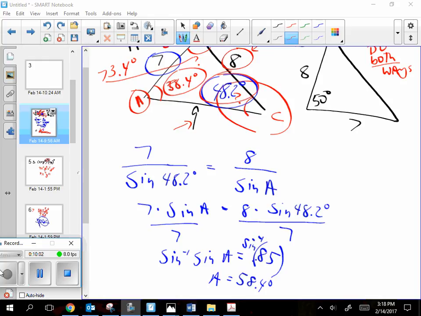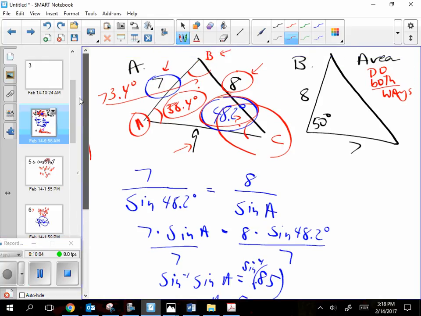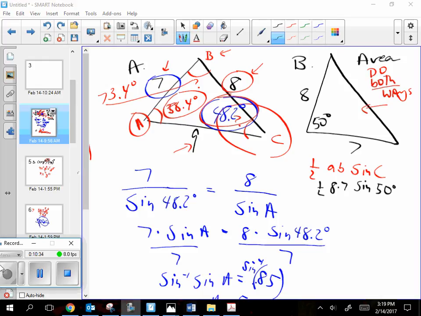Okay, now I asked you to do the area on this other problem both ways. The easy way is 1/2 AB sine of C. Note you will not use cosine there because cosine is only used in the law of cosines. So 1/2 A, which I can pick either one to be A, I'm going to call it 8. B is 7, so I'm going to call that 7. And then the sine of 50. That's all there is to it. Piece of cake. And that one is 21.4. So we just figured out the area of that is 21.4 units squared.